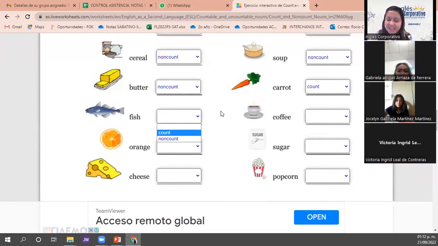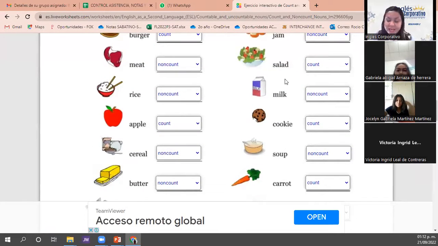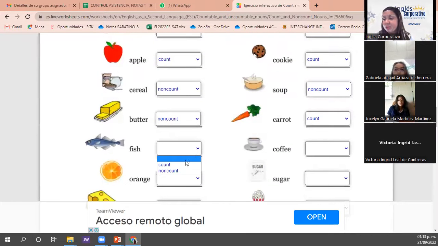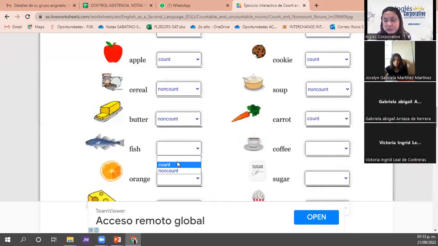Okay, it's like salad. I found this information about salad. It's uncountable when raw vegetables like lettuce, tomato, cucumber are mixed together. But salad is countable when it's one serving of salad or a particular type of salad. Example, the waiter asked me if I ordered the green salad or the Greek salad. So in that case, it is countable. Okay, so fish would say count or non-count? It depends. If you mean the animal, it is count. But if it's the food, it's non-count.